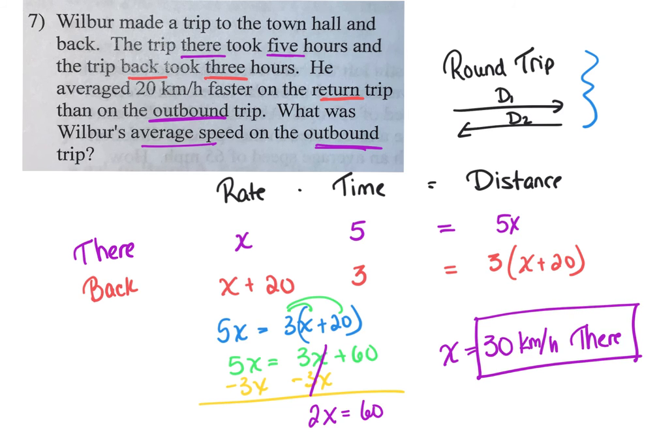Now, if they had said what was his speed in kilometers per hour on the way back, you would have had to add 20 to that. So pay attention to what it is asking for. All right? It does not always ask for where you put your variable. Make sure that wherever you put your variable is what it's asking for. And if not, use that to go back and solve what they are asking for.